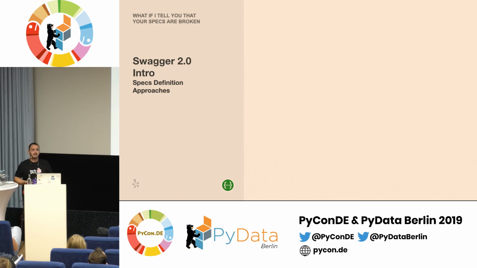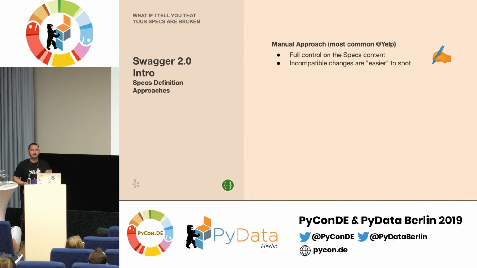But at this point, how do we write this specification? We have two main approaches to write them. The first one is a sort of manual approach. This is what we actually use at Yelp. In this context, developers are supposed to know how Swagger is formatted and what the logic behind it is. And this actually enhances the probability of developers catching issues while they are writing specifications.